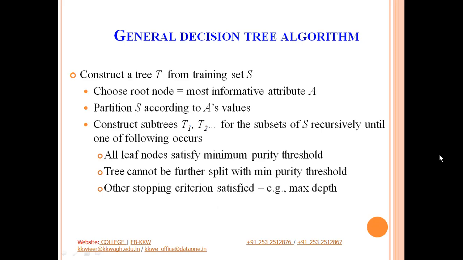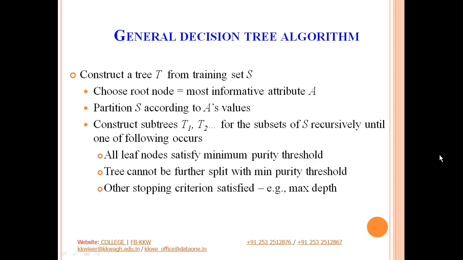Now let us proceed to a general decision tree construction algorithm. Let us say we want to construct a decision tree T from some training data set S. We have to choose one of the attributes as our root node. How do we select this root node? As we have already discussed, we will select the most informative attribute. Let us say the most informative attribute is A. How do we select that? Of course, using entropy and information gain, we select the most informative attribute. So A is our most informative attribute, and we select it as our root node.